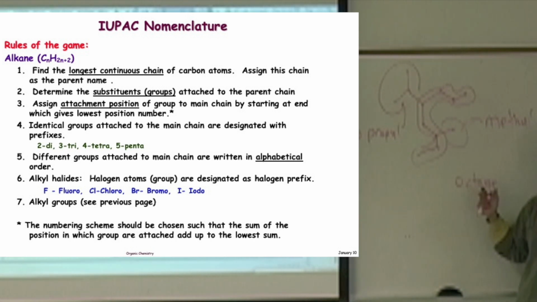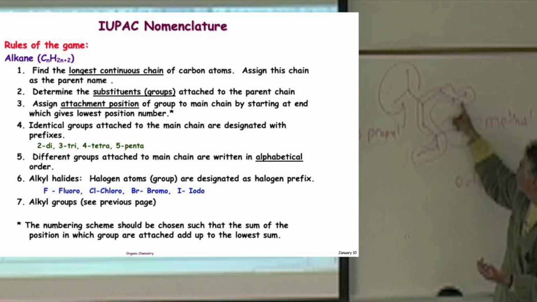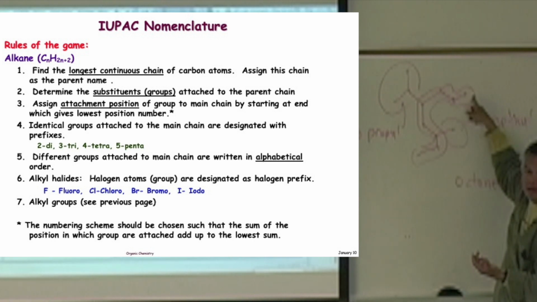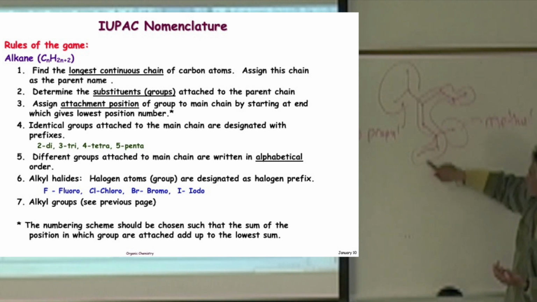Now, we've got the parts. Let's just figure out the assignment. You see how this is 3 carbons from the end? And this is 4 carbons from the end? 1, 2, 3, 4. 1, 2, 3. Because this is the shortest path to a group, we call this carbon 1.